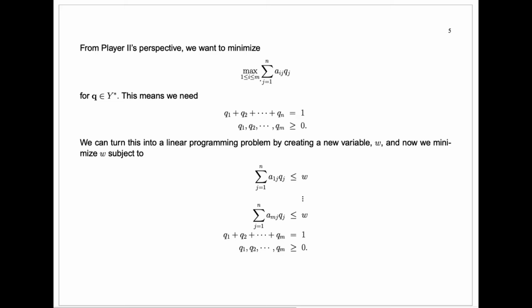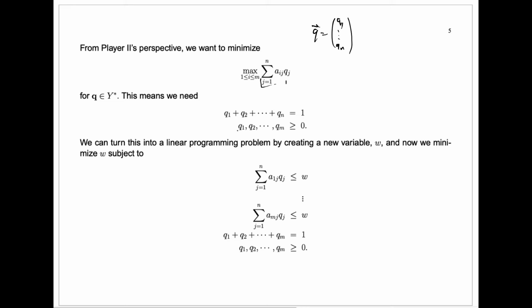Well, remember, if player 2 says, I'm going to play strategy q, which is q1 through qn, choosing column 1 with probability q1 up through column n with probability qn, then for each different row player 1 could play, this will be the return, and player 1 will want to pick the biggest one, of course, so we look at the maximum return that player 1 can get. That will be player 1's best response return for player 2's play of strategy q, and player 2 will know this, so player 2 wants to make this the smallest possible. Player 2 wants to minimize this maximum over i equals 1 to m of this sum.